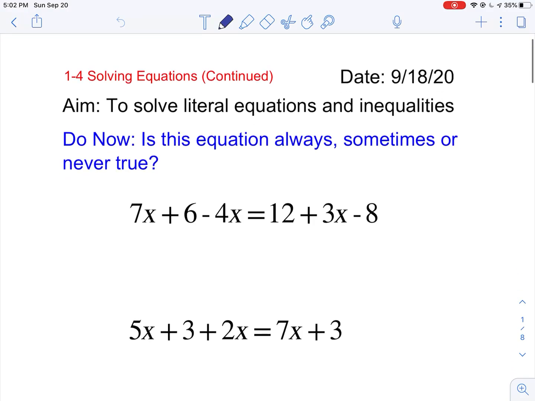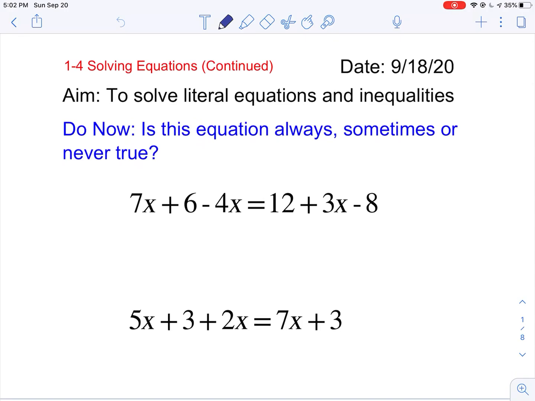So the question says, is this equation always, sometimes, or never true? Now you may not see this when you first look at the page. However, if you're in the process of solving, you may sometimes see some weird situations play out. For example, in this first example, I typically would combine my like terms on the same side. So here I have 3x plus 6 on that side because I combined the 7x and the 4x minus 4x. And here I get 3x plus 4.